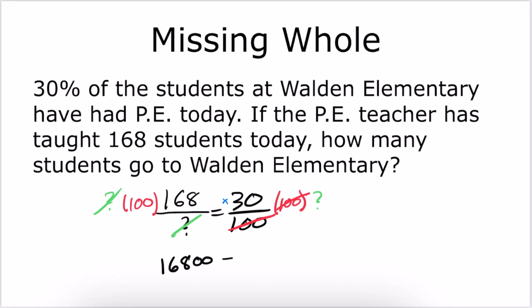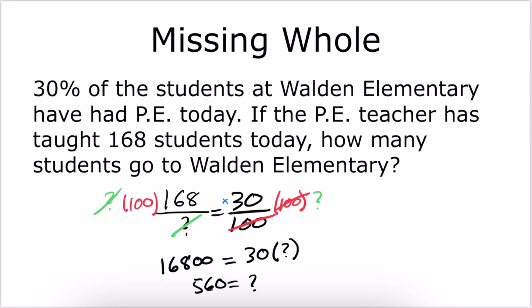16,800, equals 30 times our question mark. And then you can find that question mark by dividing both sides by 30. So if I do 16,800 and divide by 30, that tells me that my question mark is going to equal 560. So there's 560 students total that go to Walden Elementary.